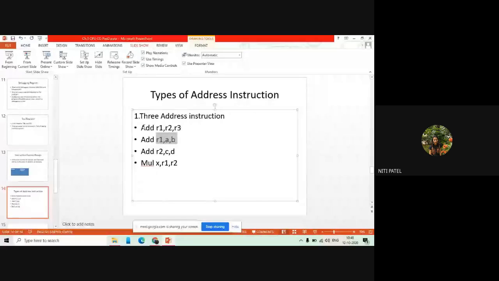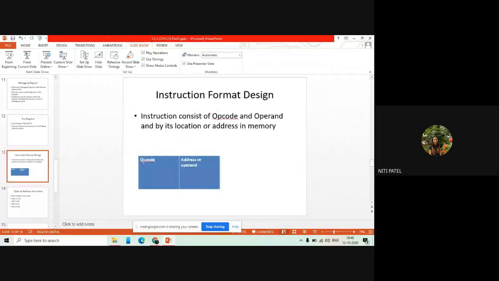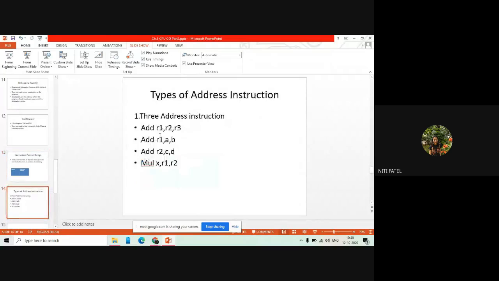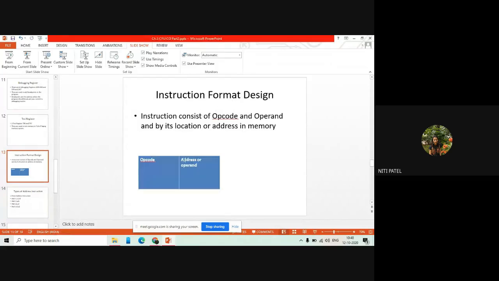If you see all of them, apart from the addition and multiplication written, you have three operands everywhere: R1, R2, R3, R1, A, B, R2, C, D, X, R1, R2. So if you have three operands in the instruction, you call it a three address instruction. Out of which this add is the opcode of your instruction format, and this R1, R2, R3 is nothing but the address, or it is called the operand.